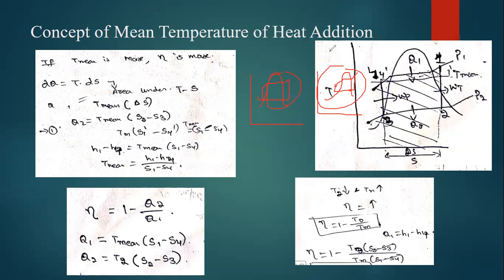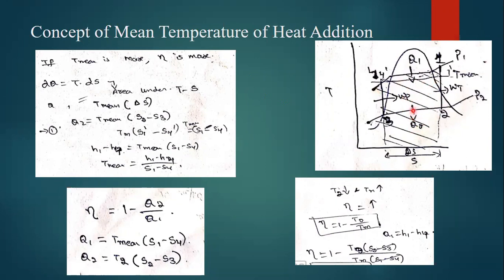Now how can we calculate this mean temperature of heat addition? If the mean temperature of heat addition is high, then for that particular cycle the thermal efficiency is going to be high. How can I prove it? Just give me a minute. We already know that whatever area is covered will give us the work done.